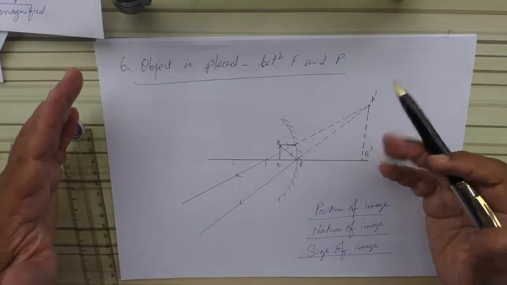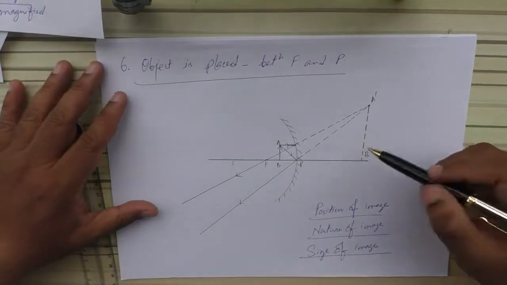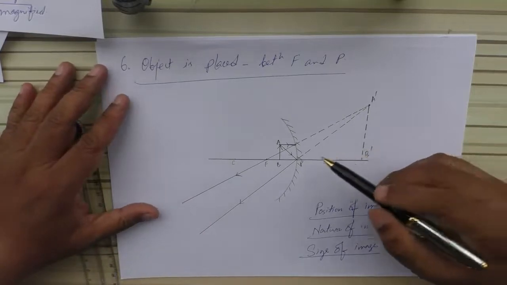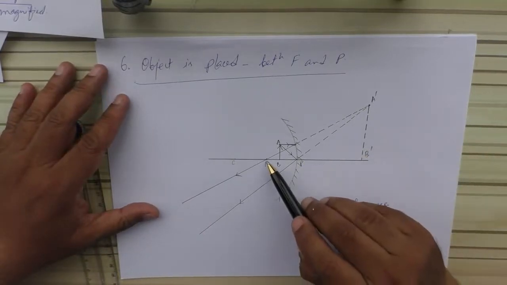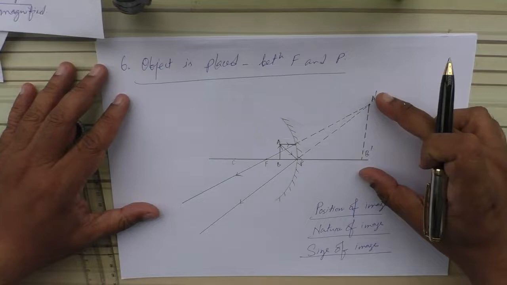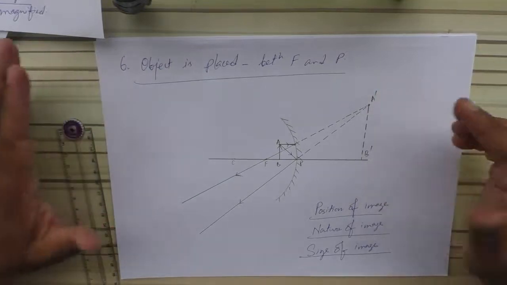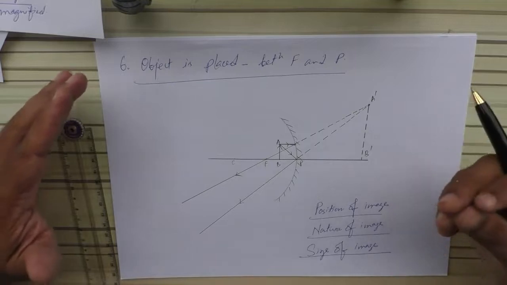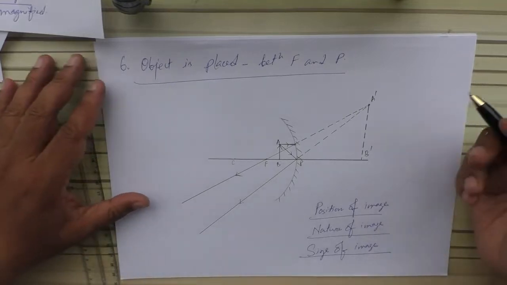Because of this property, concave mirrors are used as makeup mirrors and shaving mirrors, because if you place your face between focus and pole, a highly magnified image of the face can be seen, and that will help in doing shaving easily and in makeup also.